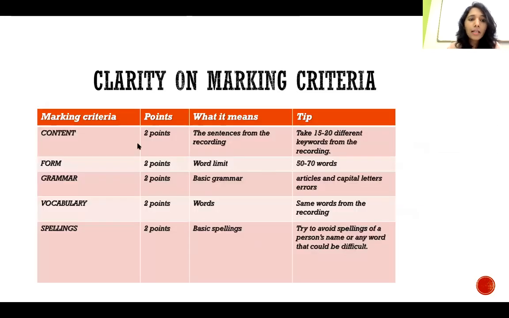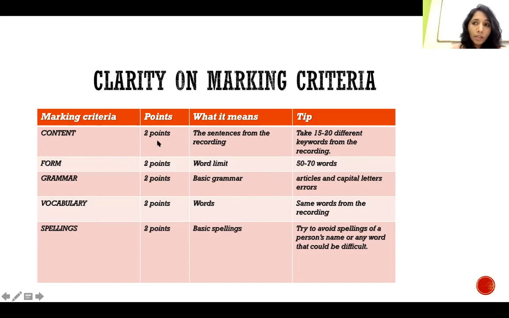Before that, these are the factors based on which you're being marked for this particular question type. For summarize spoken text, you're being marked for your content, form, grammar, vocabulary, and spellings. Your content carries 2 points, which means the sentences from the recording. Your form is your word limit, so 50 to 70 words. There are 2 points. If you move above 70 or go less than 50, this drops to 1.